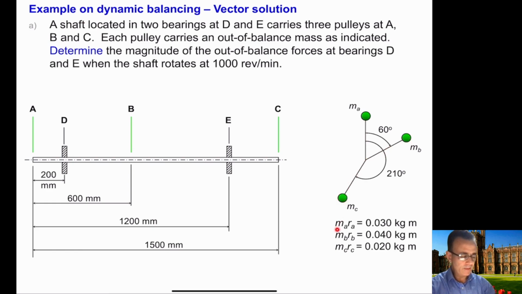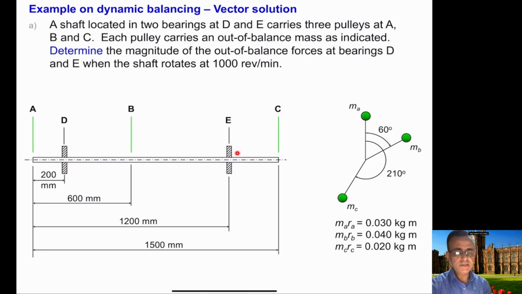MC here. And we are also provided with the MARA values, which is 0.03 kilogram meter. MBRB is 0.04 kilogram meter, and MCRC is 0.02 kilogram meter. What you need to calculate is the magnitude of the out of balance forces at bearing D and E, so the reaction forces at bearing D and bearing E, when the shaft rotates at 1000 rpm.